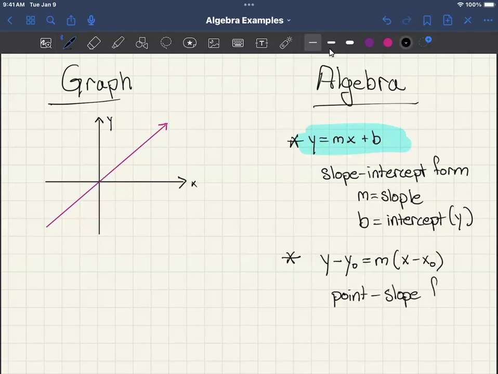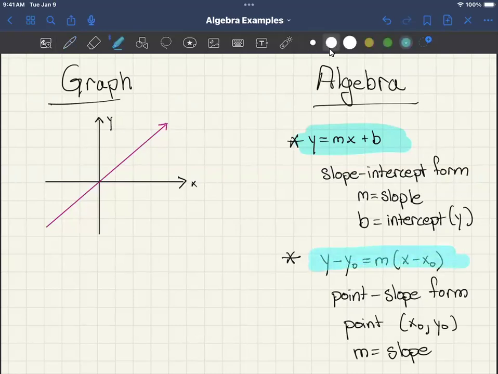And there are two pieces of information that we use to create this particular equation. One is a point, which we are going to label x naught comma y naught. And the second one is our slope. Notice we use the same letter m for our slope here. So here is our second method. Both of them are equivalent. You can take one of these equations and turn it into the other equation and vice versa.